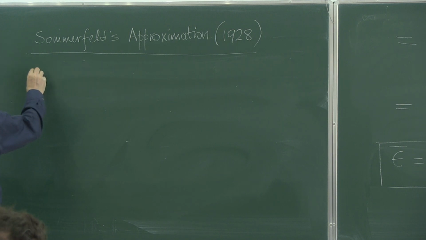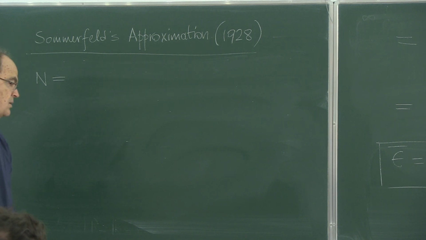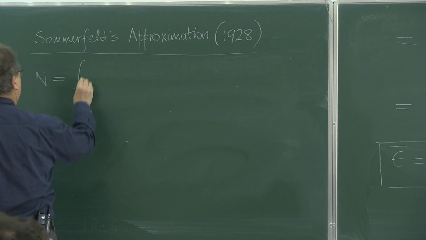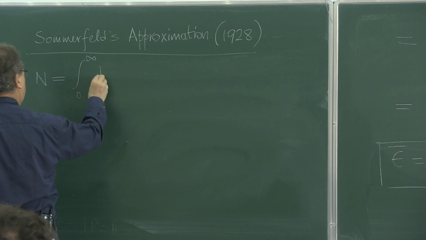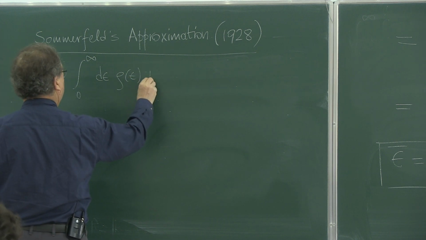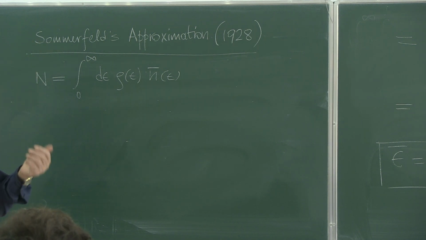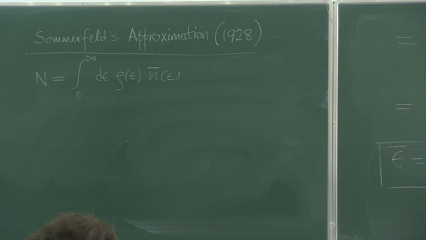Here is the average number of particles. I replace it with the number of particles in the system, fluctuations being small, equilibrium. So it is the integral from 0 to infinity, dE, density of states rho(E). Now I have to include the Fermi-Dirac distribution function. Is this okay for everybody? Can you follow me? Okay.